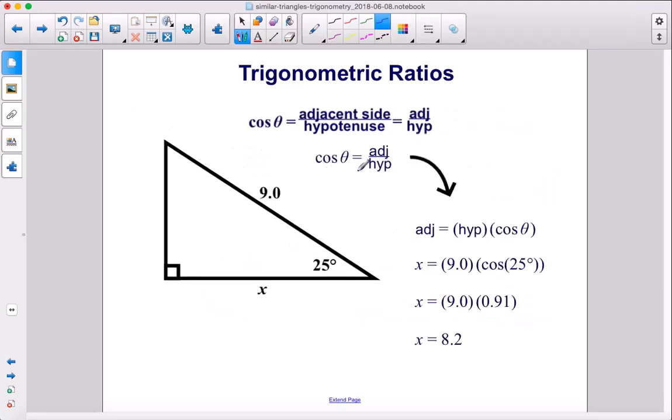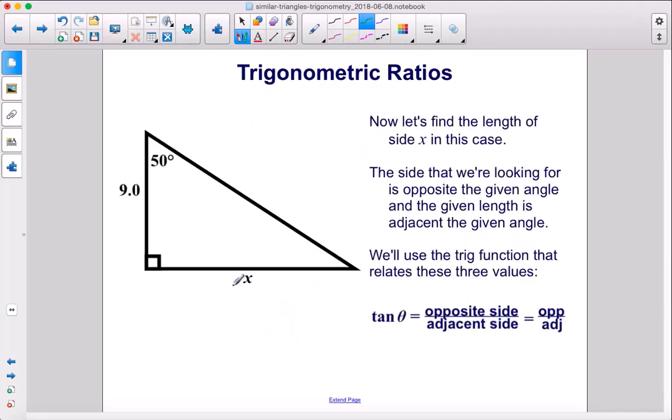All right, we have cosine theta equals adjacent over hypotenuse. What we're solving for is x, which is the adjacent side. So we're going to solve this equation for adjacent. So we'll multiply both sides by hypotenuse. We get adjacent equals hypotenuse times cosine theta. So let's plug in our numbers. The hypotenuse is 9.0, and the angle here is 25 degrees, so we'll plug in 25 degrees for theta. We use a calculator, we see that cosine 25 degrees is 0.91, multiply that by 9.0, and we get x equals 8.2.